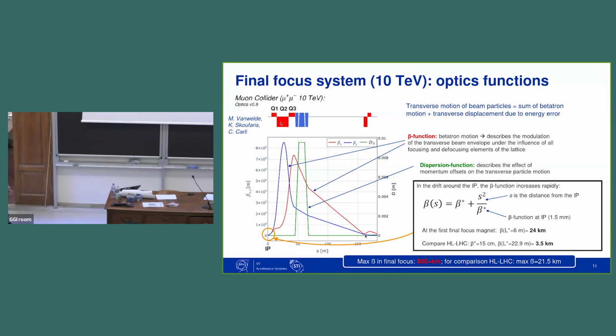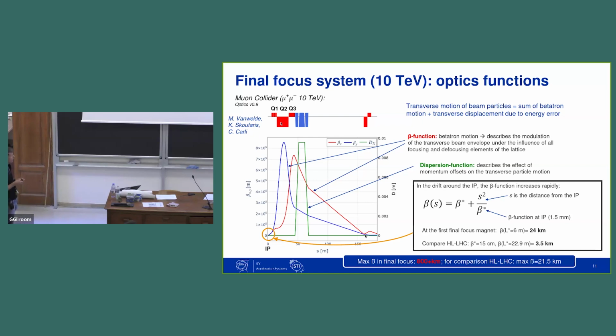Now, there's one point I want to mention here. In the first drift space between the interaction point and the first magnet, up to L star equals 6 meters, the beta function will increase really rapidly according to this formula: beta star plus the distance squared divided by beta star. And beta star is, of course, the beta function at the interaction point. Beta star for the muon collider is 1.5 millimeters. If you do the math here, you can see that at the first final focus magnet, at 6 meters, the beta function is already 24 kilometers. I know a beta function value is a bit abstract, but you will understand in a second how this relates to the real beam size.